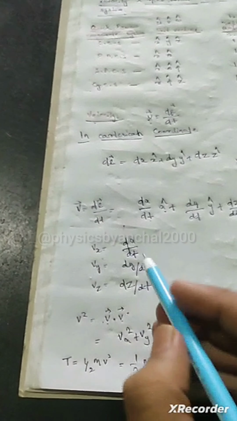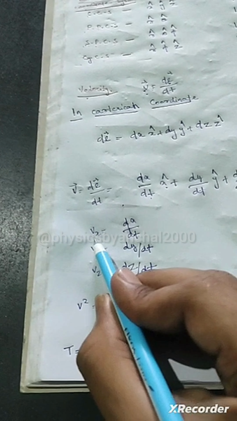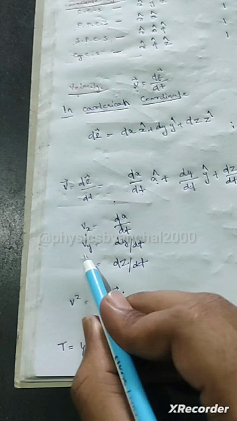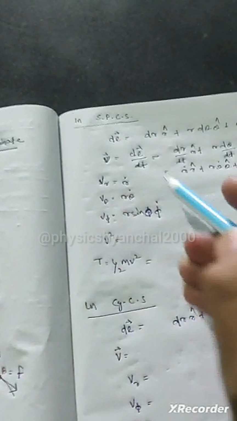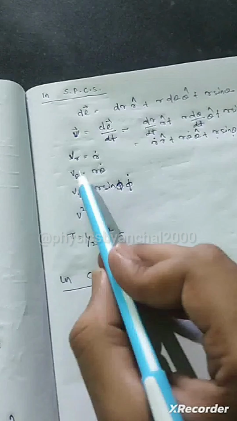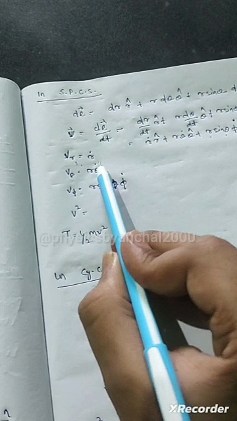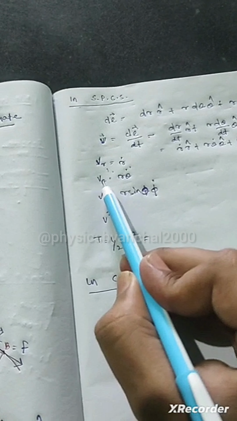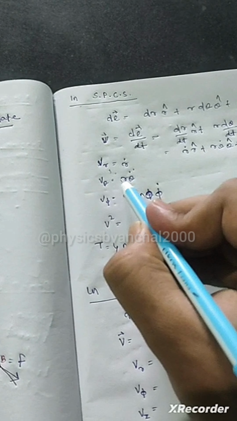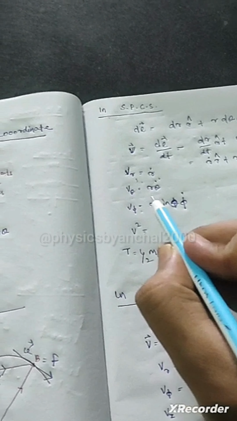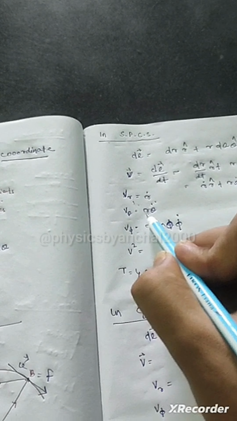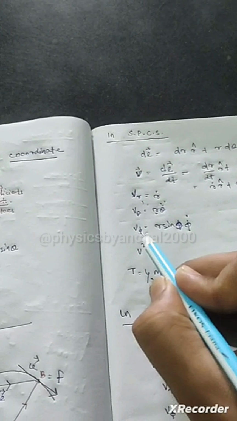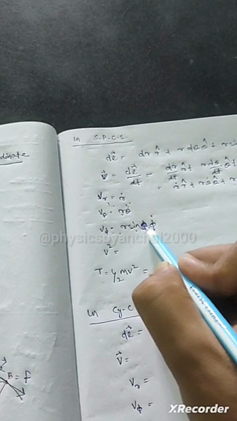In the Cartesian coordinate system, what is the velocity Vx? It is equal to dx by dt. What is vy? dy by dt. And what is vz? dz by dt. But in spherical polar coordinates, what is vr? Vr is equal to r dot. What is v theta? Not simply theta dot. It is r multiplied by theta dot. That is the multiplication of the scale factor or metric coefficient with theta dot. And what is v phi? r sin theta phi dot.